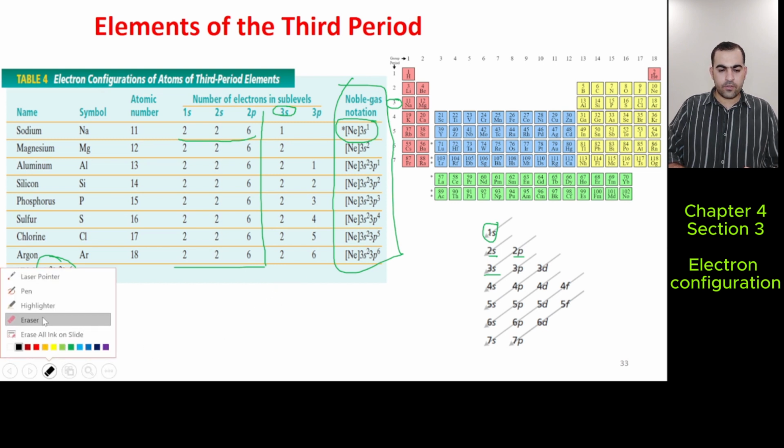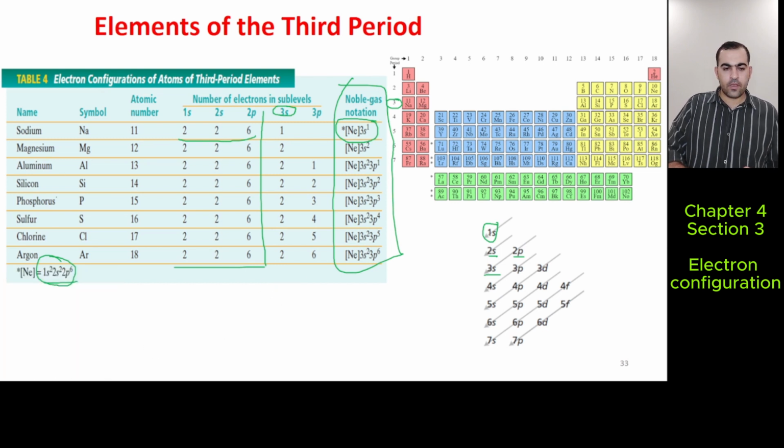Here, if you do it for, let's say, sulfur: 1s2, 2s2, 2p6, 3s2. Here is the electron configuration. I am going to use neon, and what's left? 3s2, 3p4. I'm going to write it. Okay?